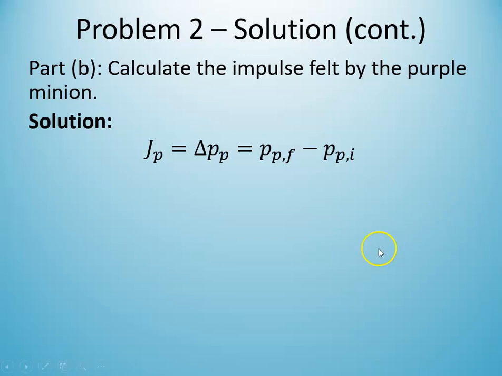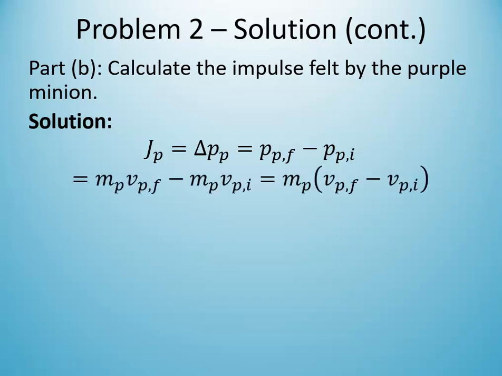The change in momentum for the purple minion, delta P sub P, will be the purple minion's final momentum minus the purple minion's initial momentum. Well, we can get this because remember every P is an MV, and we know the masses and we know the initial and final velocities. After all, we just calculated the last of those.